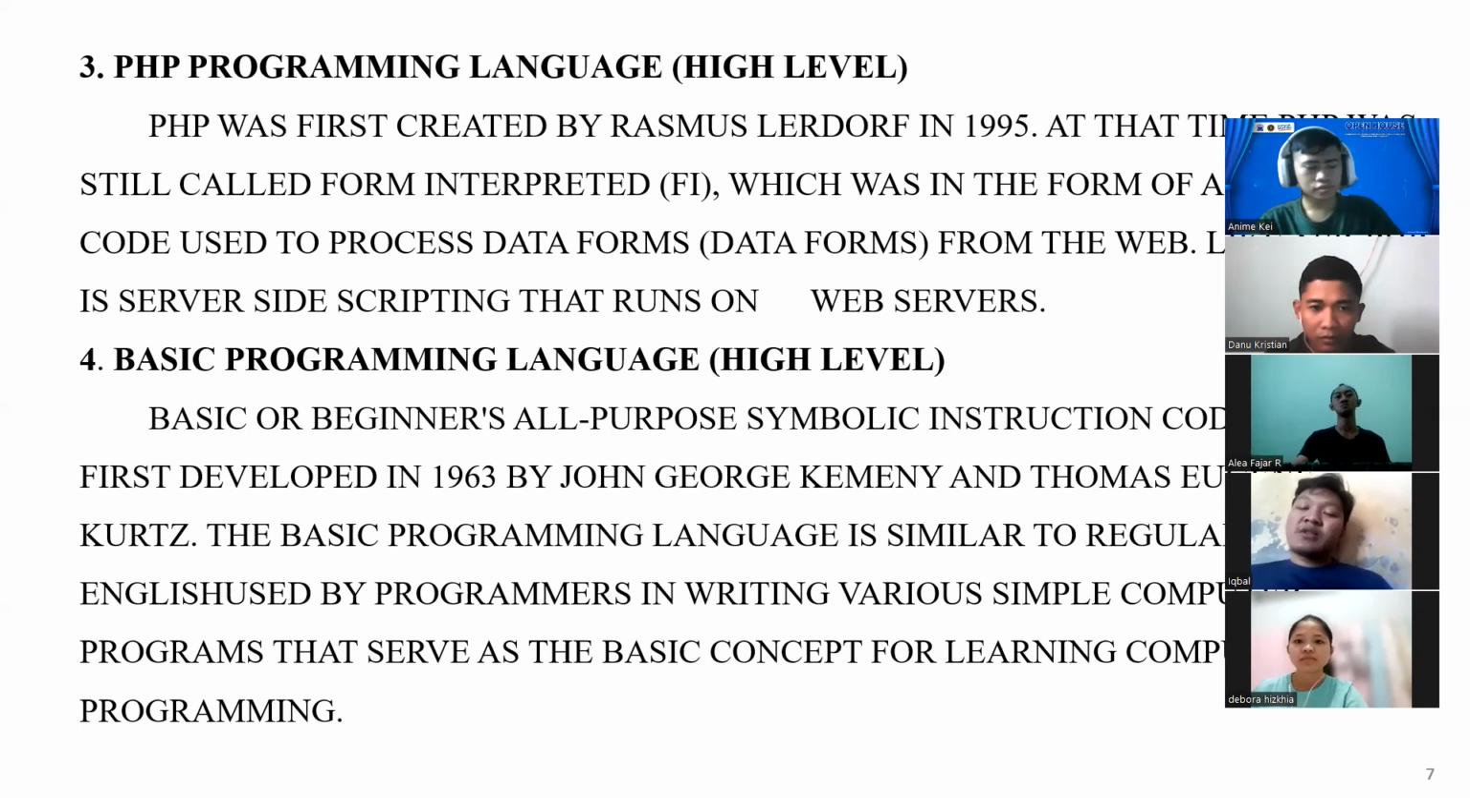For the BASIC programming language, Beginner's All-purpose Symbolic Instruction Code was first developed in 1963 by John George Kemeny and Thomas Eugene Kurtz. The BASIC programming language is similar to regular English and is used by programmers for writing simple computer programs, serving as the basic concept for learning computer programming.